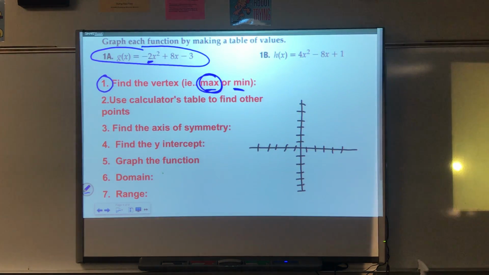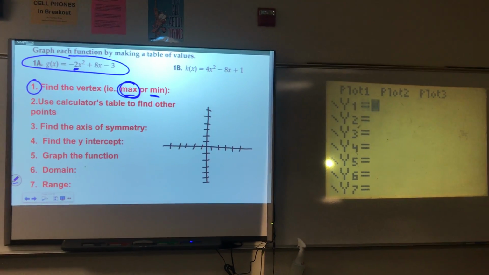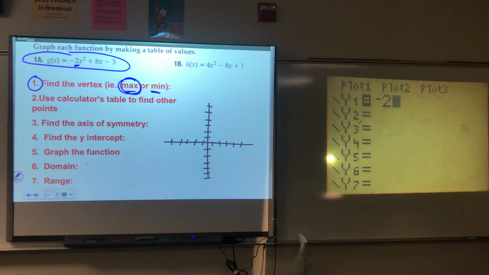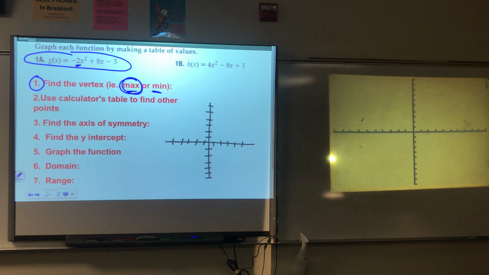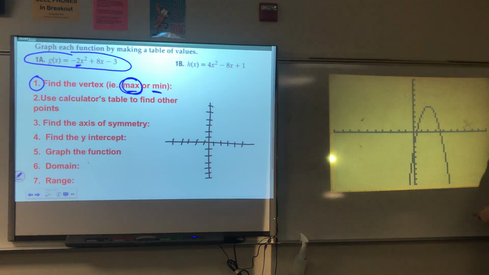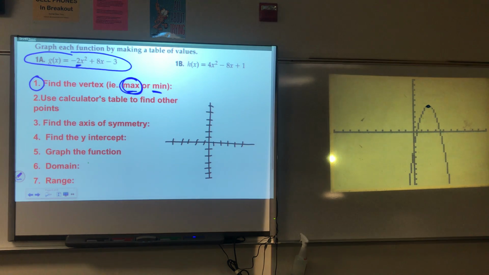So to start with here, we're going to try to find the maximum or the high point of that parabola. I'm going to go back to our calculator and type that equation in. It's -2x squared plus 8x minus 3. If I press graph, look at that, it does indeed open down, and it has a maximum right up here.